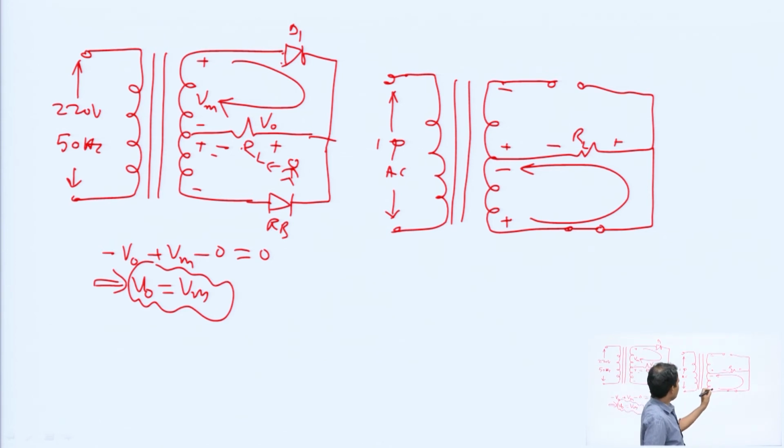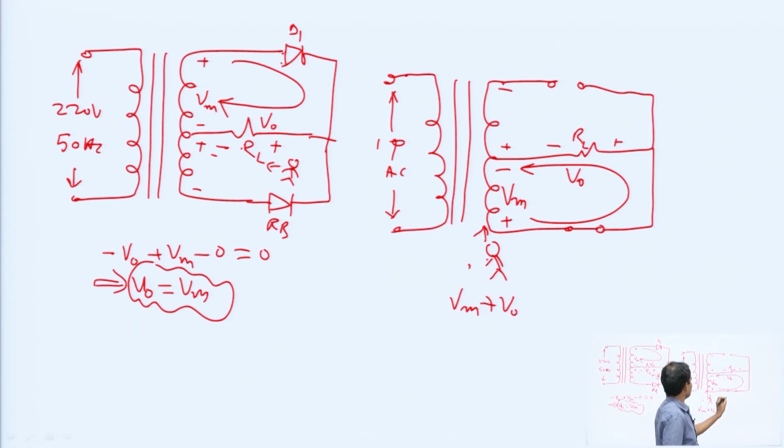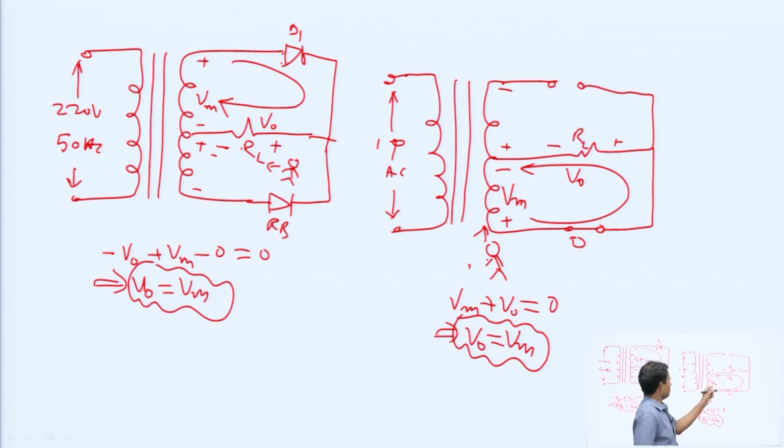Now, if we apply KVL in this loop, what do we get? Here this is Vm, plus V naught, because this is the V naught across the resistance, and this is equal to 0, because the voltage across the diode is 0 ideally. This implies V output is equal to Vm. Here also the output voltage is equal to the peak value of the input signal. In both cases, the polarity of the output voltage is the same.